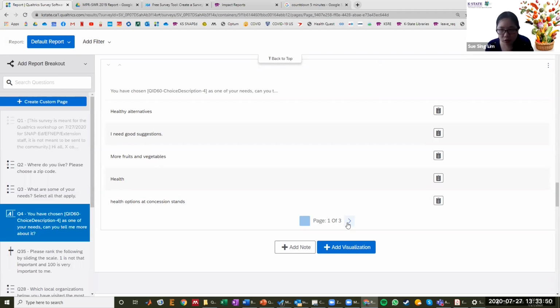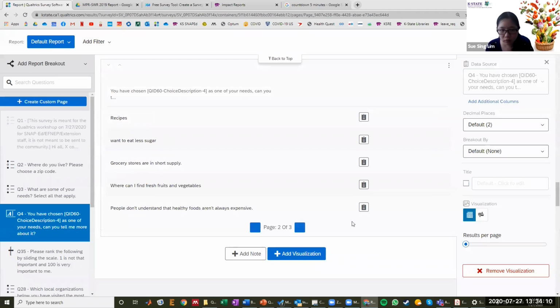Putting text entry in your survey question means that you need to commit the time to read all the answers, because you ask your participants to fill in the text entry box. So you probably should look at all the answers and get the answer from the participants. And some say recipes, want to eat less sugars, grocery stores are in short supply. All right, so you have clicked through all these pages and then you kind of look through it. All right, I kind of know why those are the needs.